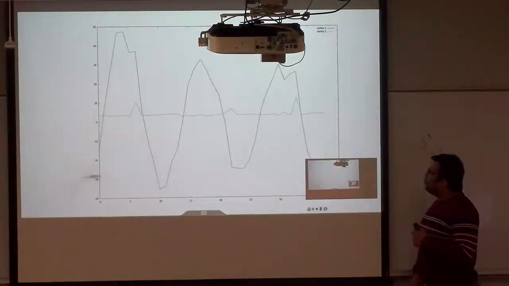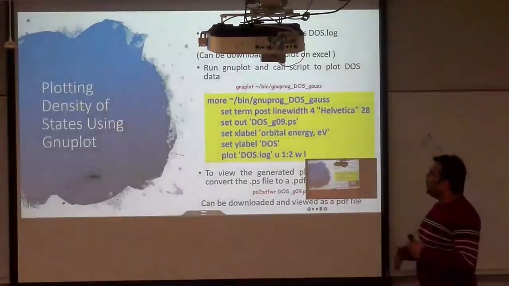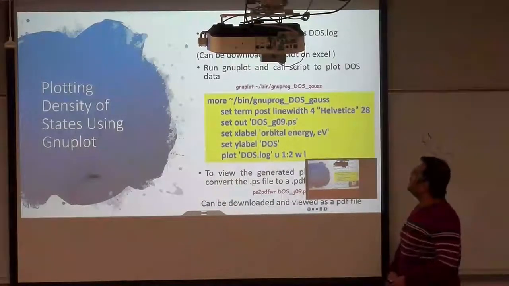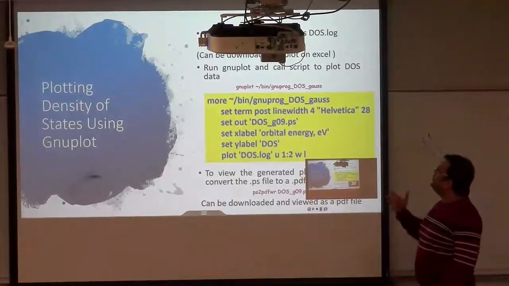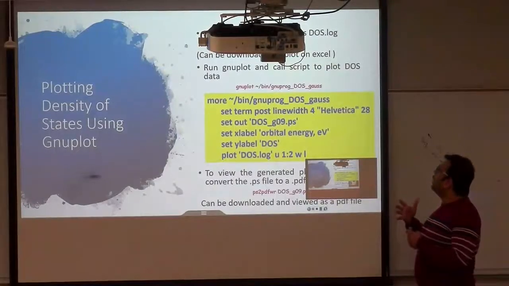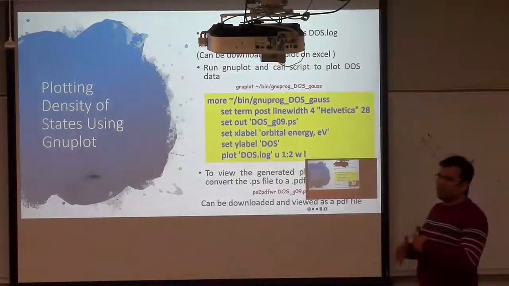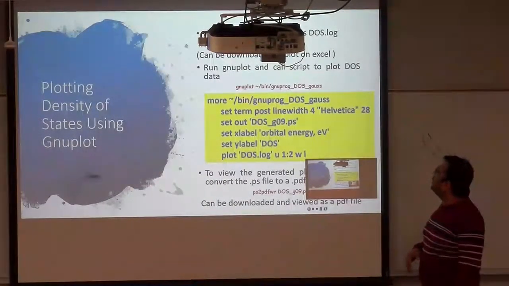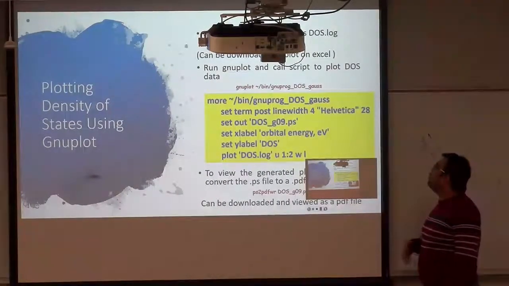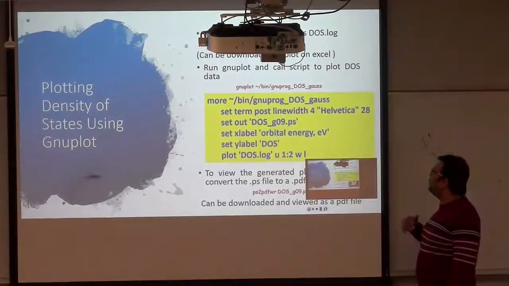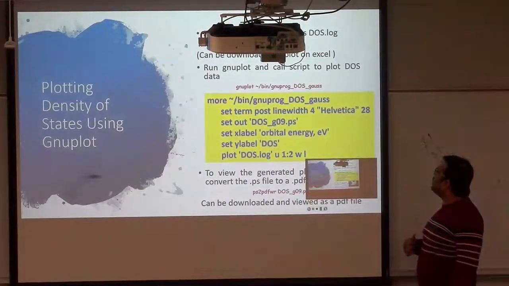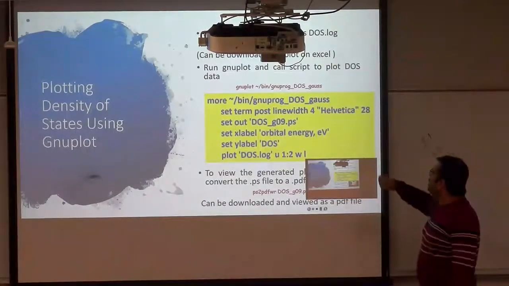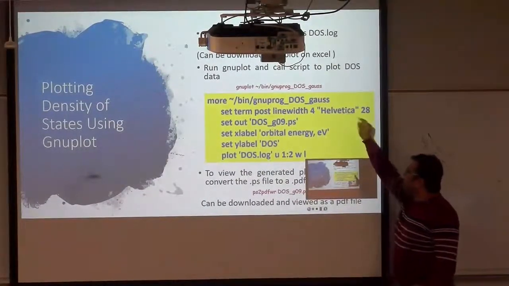If we want to use this software for plotting density of states, we can easily do that. First of all, we will have to rename the DOS data file as dos.log, making it a log file. Then it can also be downloaded to plot in Excel. And then we are calling the gnuplot software, and we are calling the script to plot the DOS data. So it's on that command.